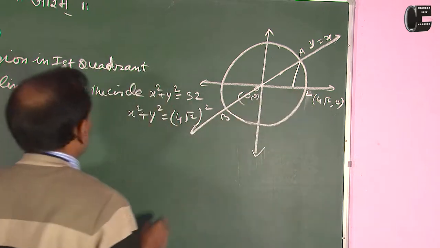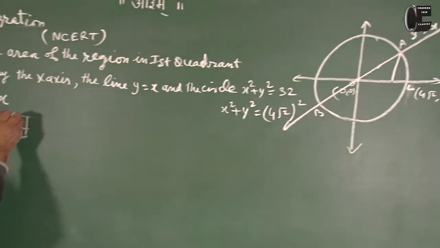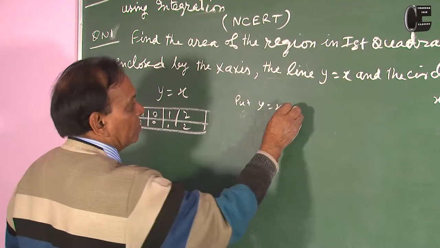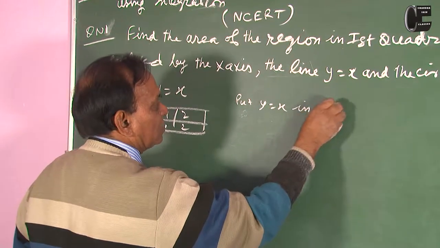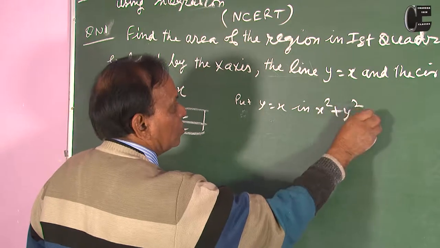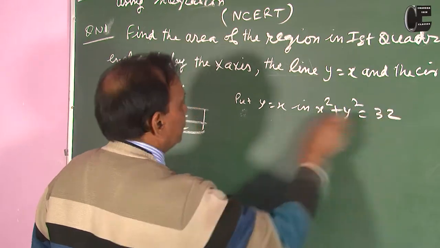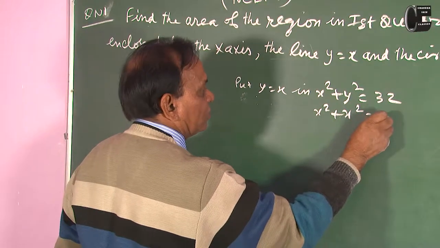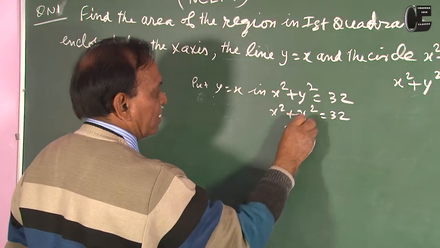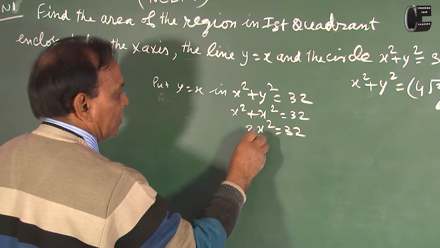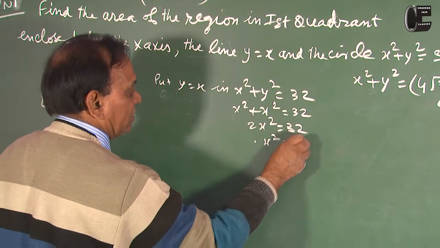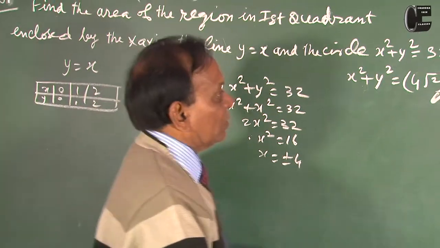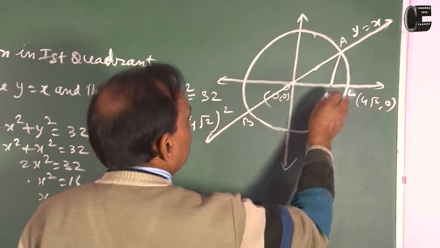Yes, put y equal to x in x square plus y square equal to 32. Yes, x square plus x square equal to 32. 2x square equal to 32. Therefore, x square equal to 16. Therefore, x will be plus minus 4. Therefore, this point is 4.